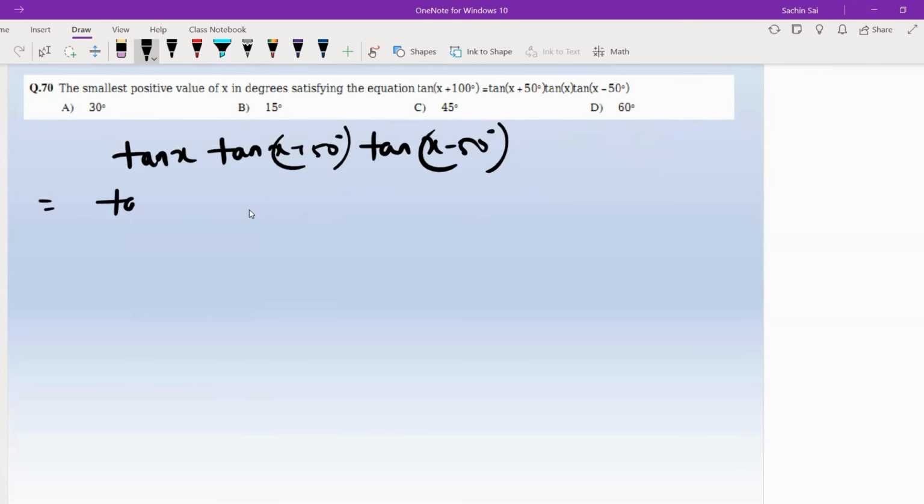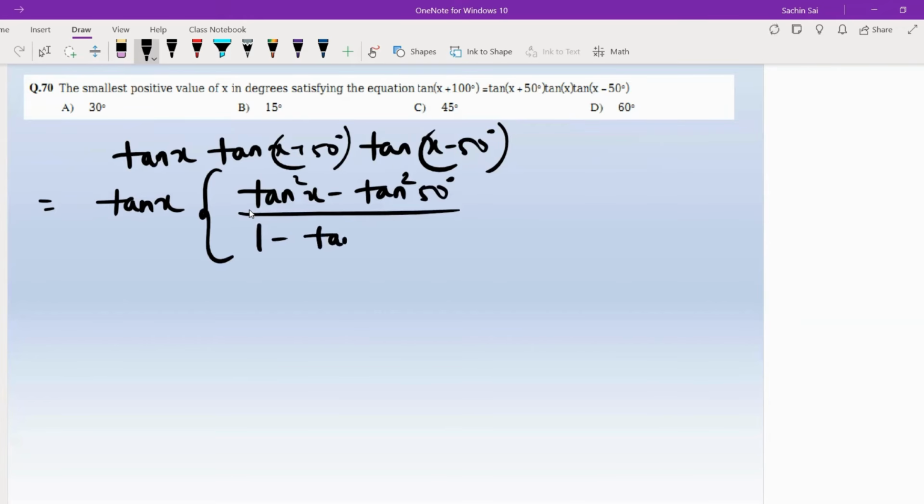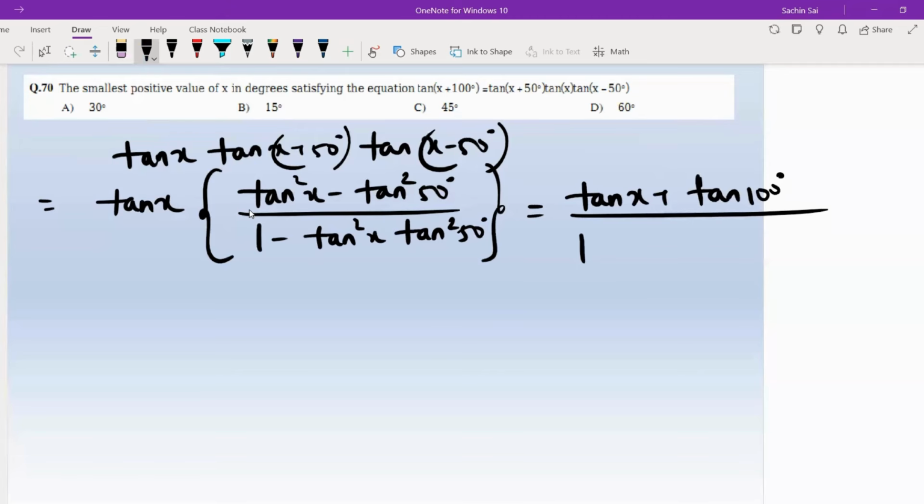So if I write this down, I get tan x times tan square x minus tan square 50 degrees by 1 minus tan square x into tan square 50 degrees. Because if I expand tan of x plus 50 and tan of x minus 50 and multiply them, I will get an expression of this sort, right? Now, because this is equal to tan x plus tan 100 degrees by 1 minus tan x into tan 100 degrees.